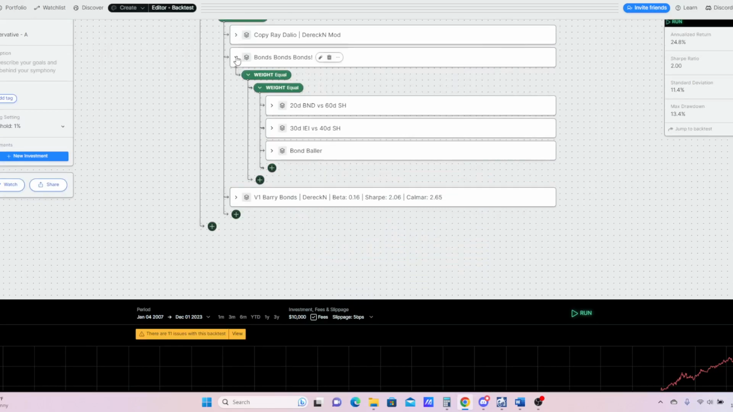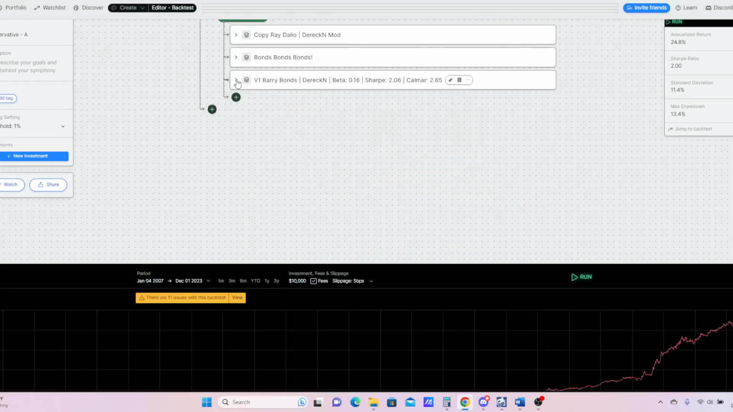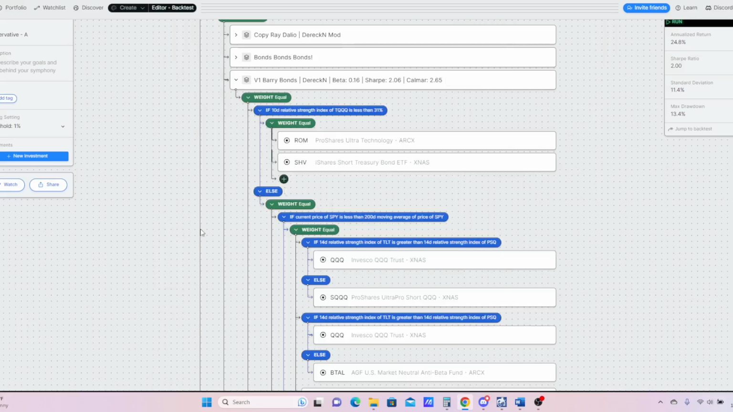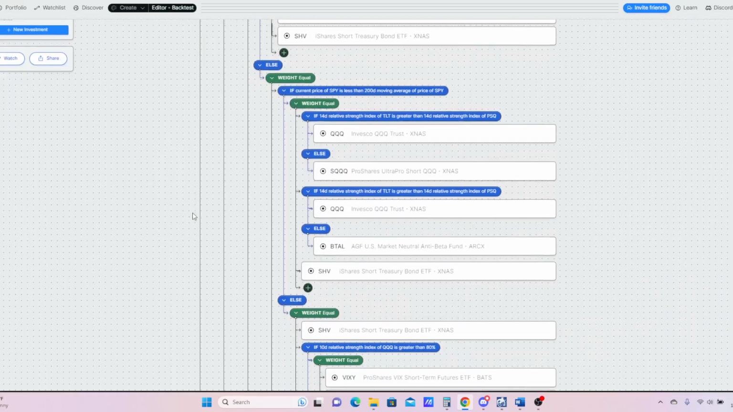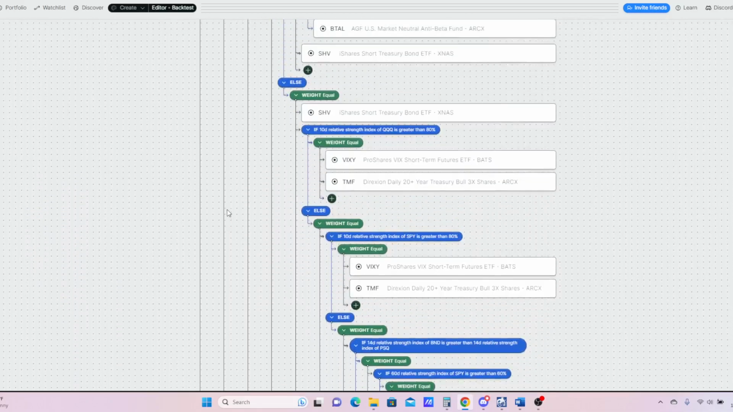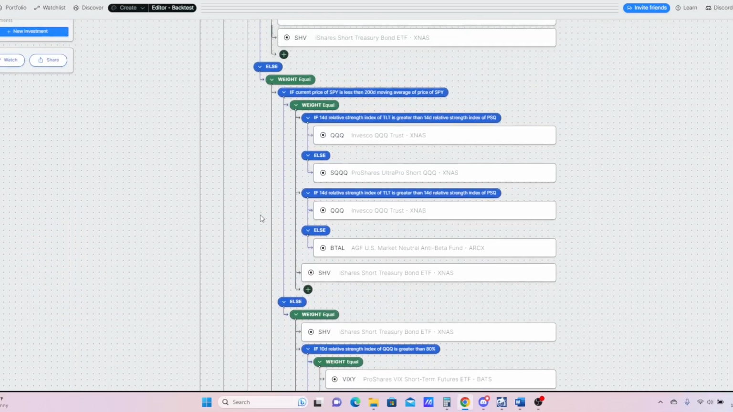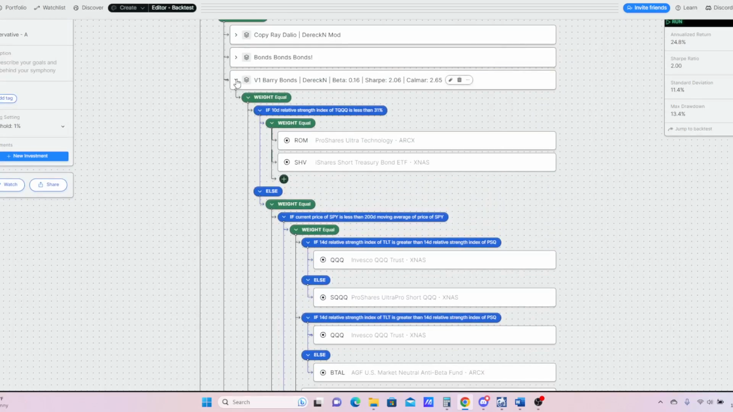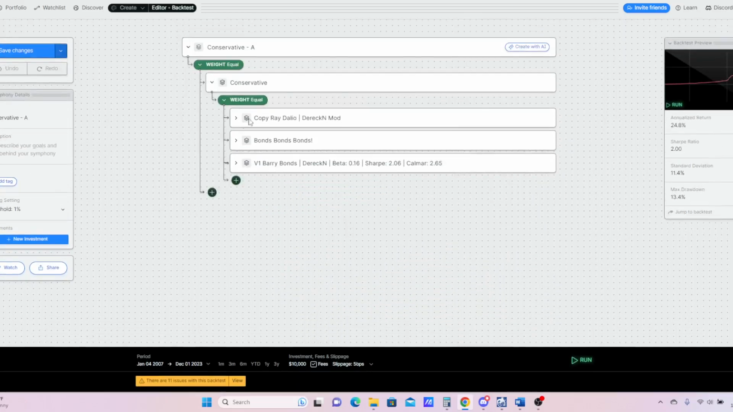And then this one, Berry Bonds, I made this one a while back. Same thing. It sort of just compares the performance of bonds versus the performance of the equities market. I'm not going to go in depth and explain how it works. We can do that another time. But these are conservative performing symphonies, so I bunched them all together.